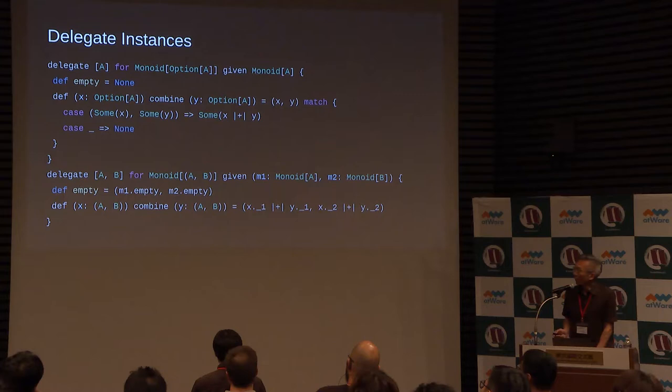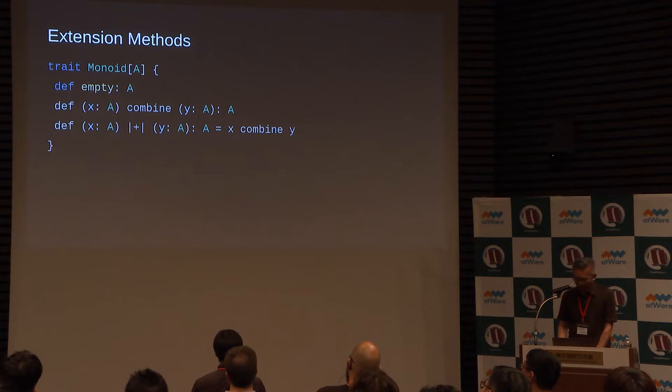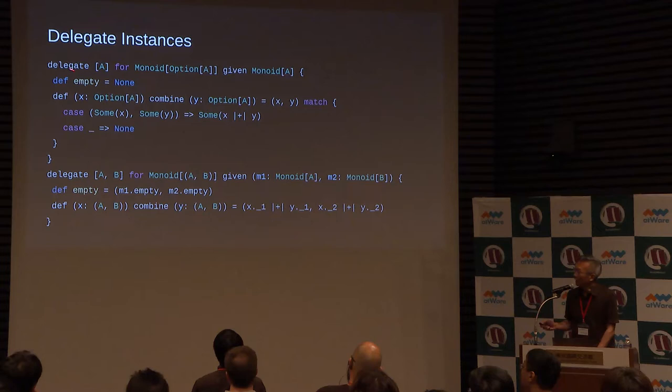And for defining that, that's the trait. And for defining instances, we have delegates. Delegate, and this delegate thing, I mean, they change the keyword every so often, and it was implied, but now it's delegate. But anything would do. I think the syntax is really nice.